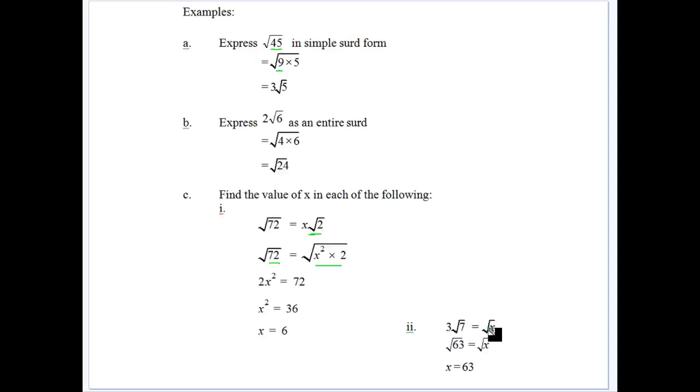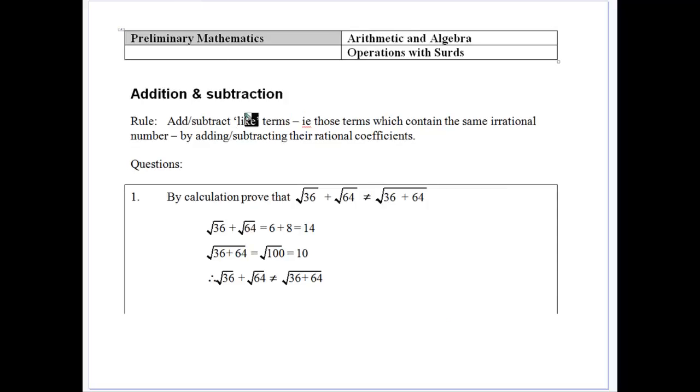3 root 7, square root of x, so that could be written as the square root of 9 times the square root of 7. Gives the square root of 63, which is equal to the square root of x, so x is 63. So that's how we simplify our surds there.